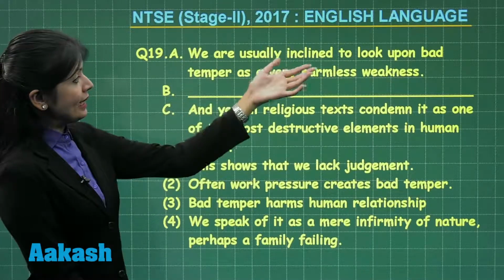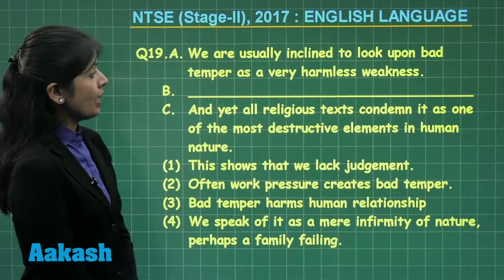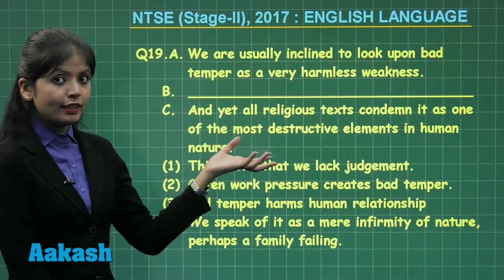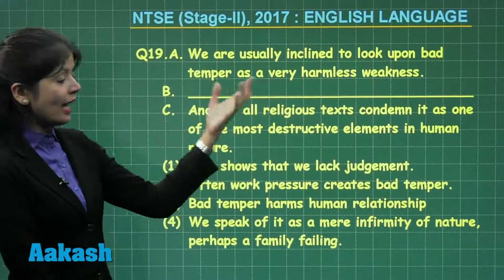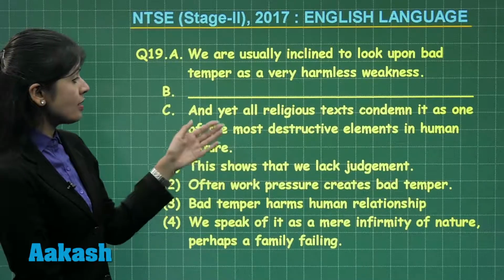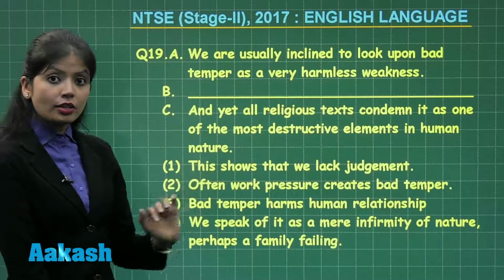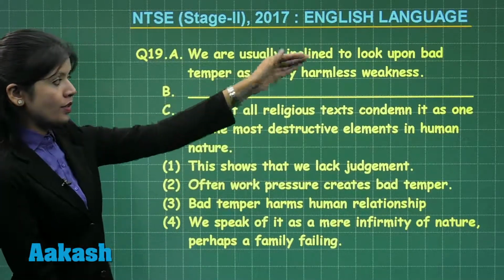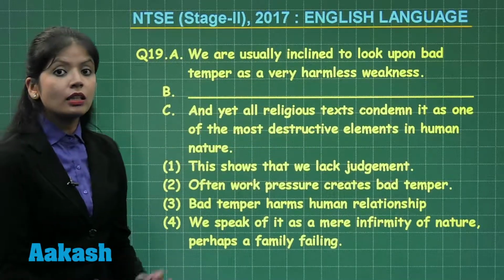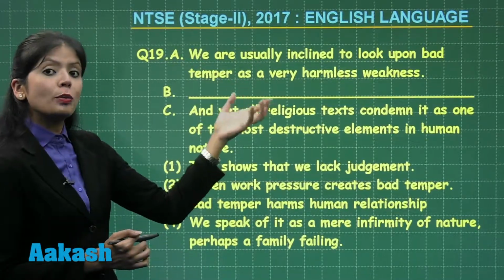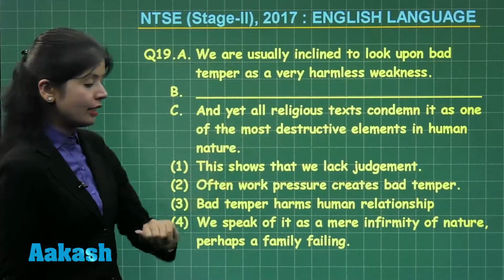We are usually inclined to look upon bad temper as a very harmless weakness. Harmless weakness suggests a positive idea. The second sentence is missing, and when we look at the third sentence, yet all religious texts condemn it as the most destructive element. So we have a positive and a negative idea being clubbed together. Therefore, we know that the second sentence should also be in juxtaposition to the third sentence.